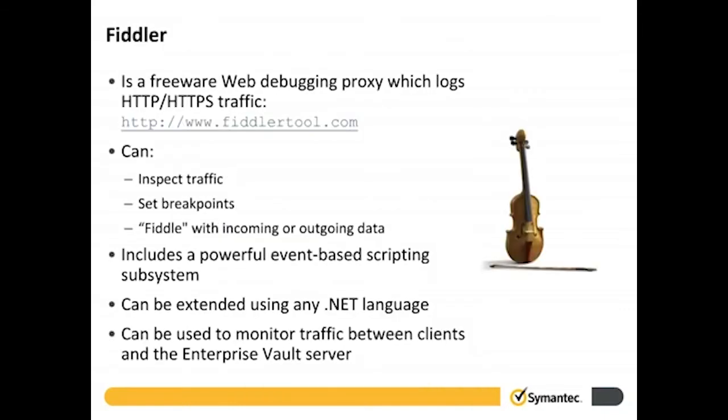Fiddler is a freeware web debugging proxy which logs all HTTP/HTTPS traffic between a computer and the Internet. Fiddler allows you to inspect traffic, set breakpoints, and fiddle with incoming or outgoing data. Fiddler includes a powerful event-based scripting subsystem and can be extended using any .NET language. Use Fiddler to monitor traffic between clients and the Enterprise Vault server.